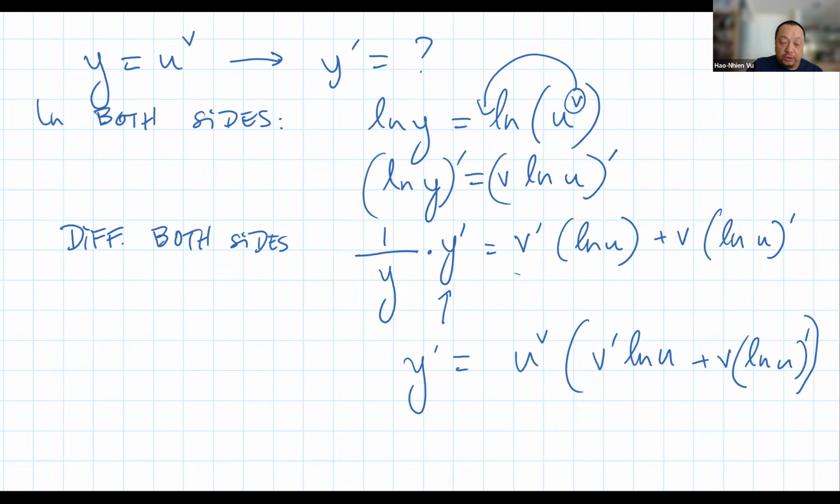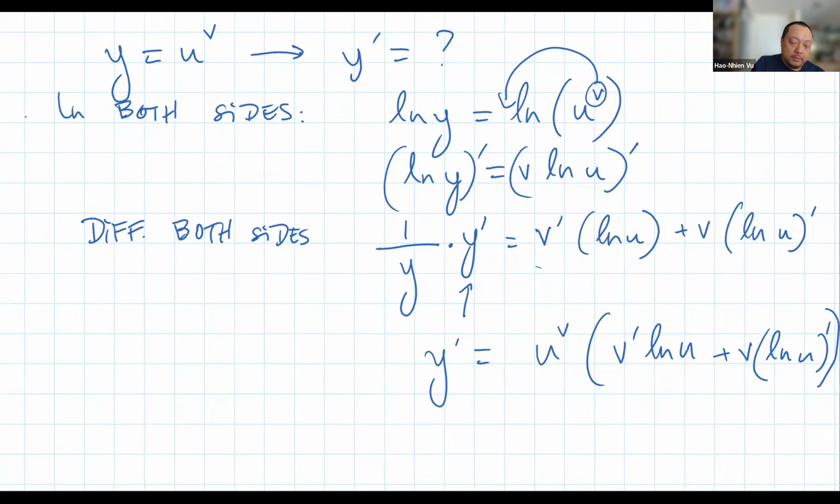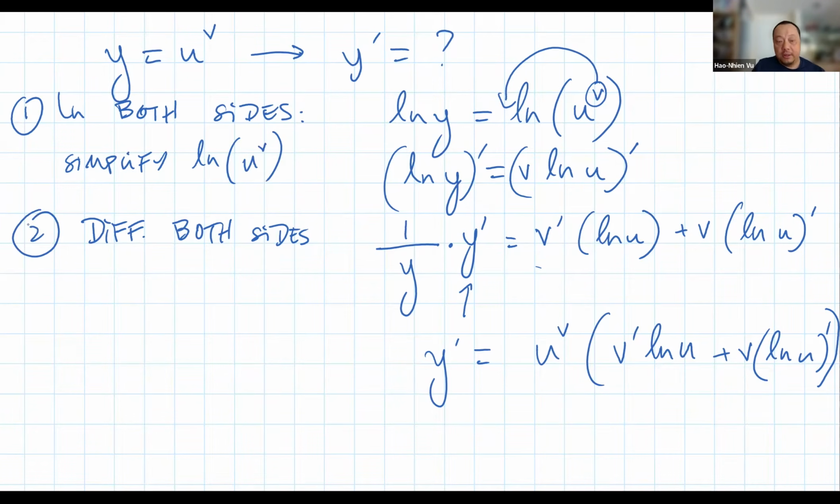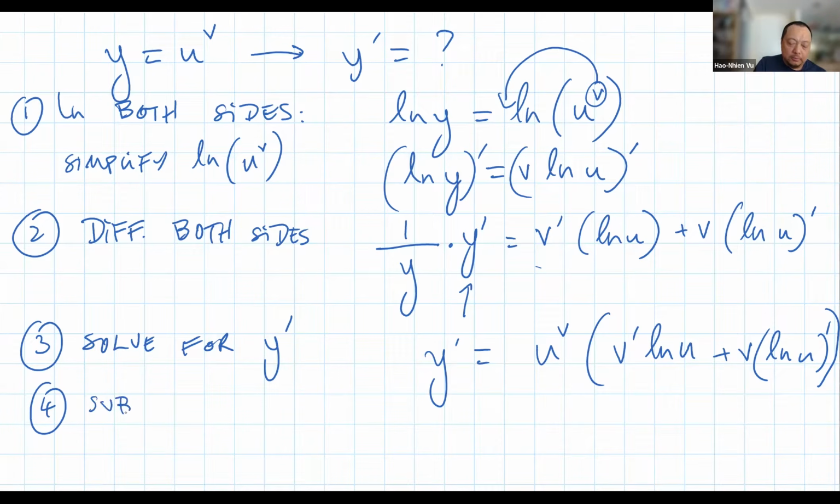So that's the general approach. Number one, take ln both sides, simplify the ln of u to the v. Number two, differentiate both sides. Number three, solve for y prime. And number four, substitute back y is equal to u to the v. So those are the four steps in using logarithmic differentiation to differentiate an exponential function.